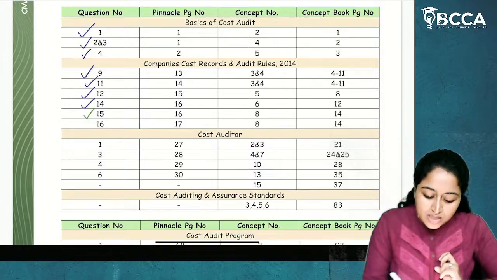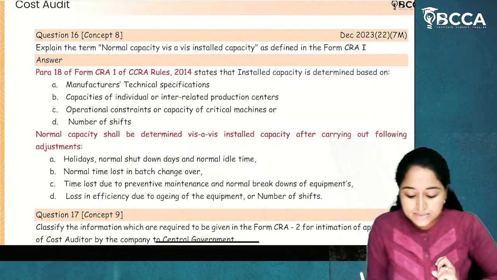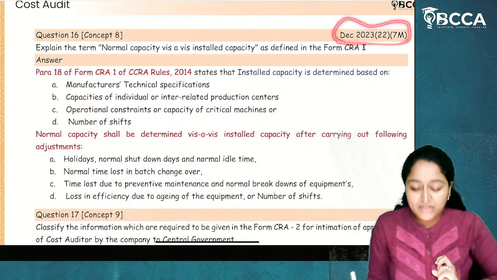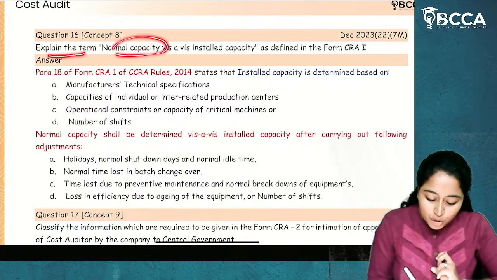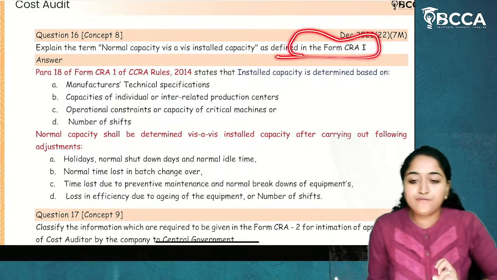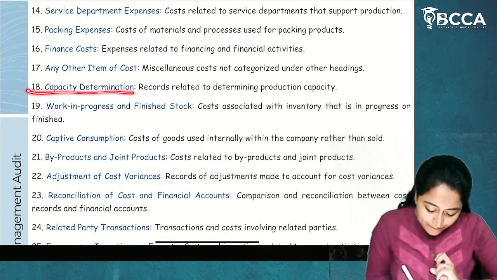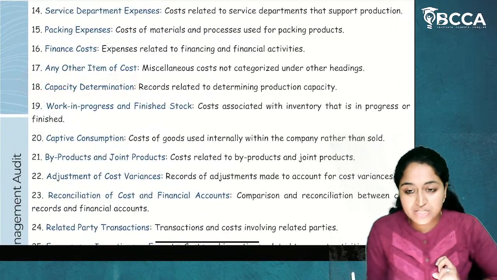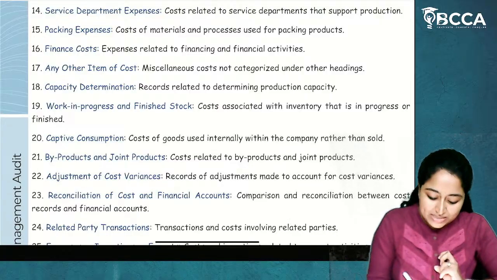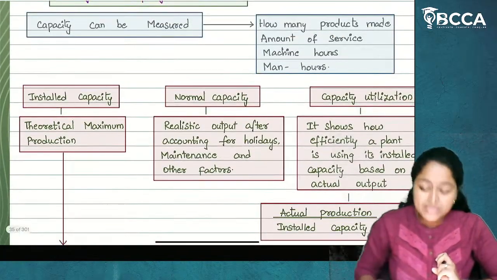Now, question number 16. Question number 16 is also from concept number 8, December 2023 examination. Explain the term normal capacity versus installed capacity as defined in form CRA 1. As I have already told you, from heading number 18, capacity determination, a question is being tested in the examination. What is heading number 18 capacity determination telling us?